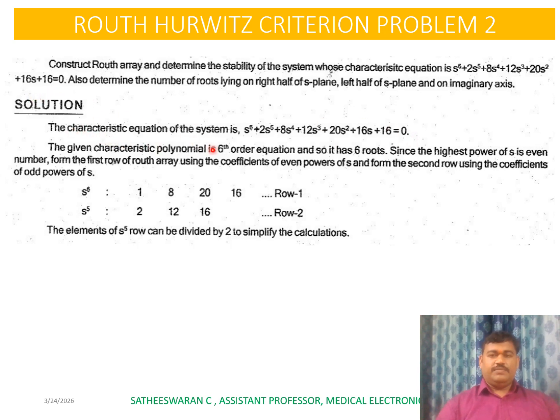The given characteristic polynomial is a sixth order equation and it has 6 roots. Since the highest power of s is even, form the first row of the Routh array using the coefficients of even powers of s and form the second row using the coefficients of odd powers of s. So here s power 6: 1, 8, 20, 16; s power 5: 2, 12, 16. If you observe the s power 5 row, it is divisible by 2. After dividing by 2, this will become 1, 6 and 8.